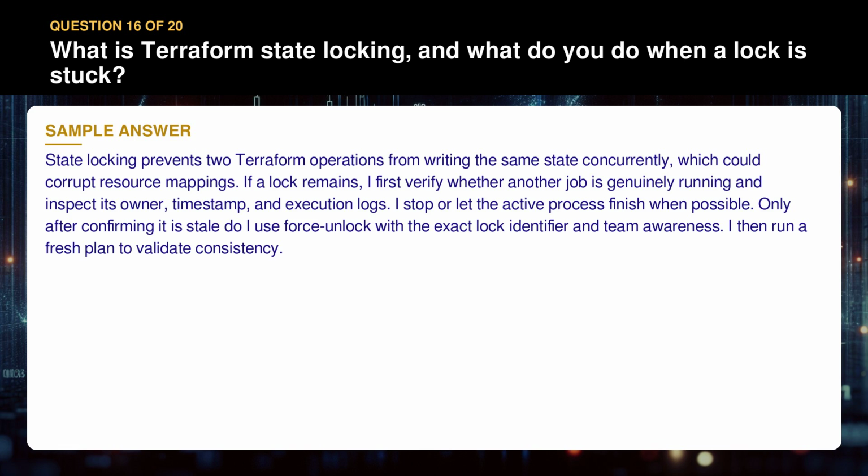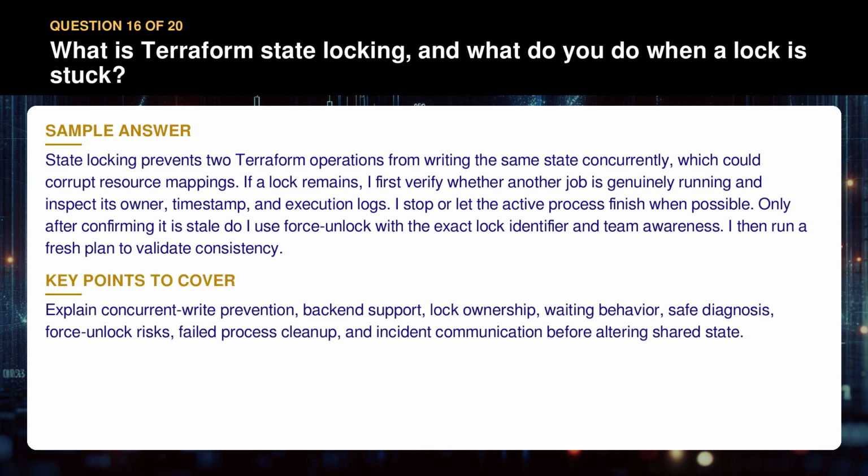Only after confirming it is stale do I use force unlock with the exact lock identifier and team awareness. I then run a fresh plan to validate consistency. Explain concurrent write prevention, backend support, lock ownership, waiting behavior, safe diagnosis, force unlock risks, failed process cleanup, and incident communication before altering shared state.